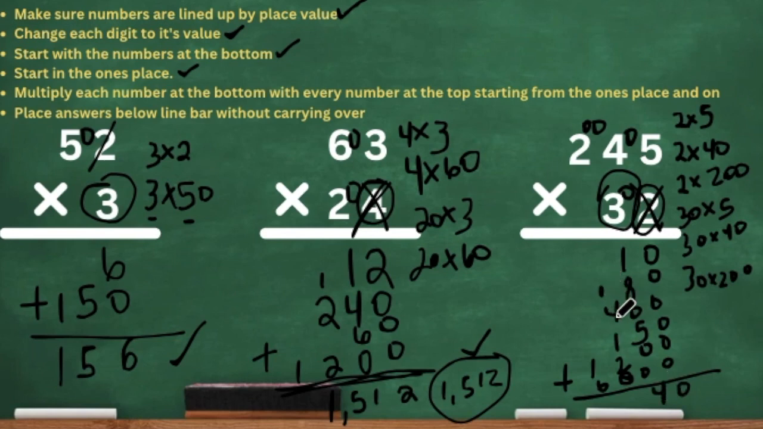And then we have 4 plus 1, which is 5, 5 plus 2, which is 7, and then 7 plus 1, which is 8. Yep, that's 8. So I'm going to go ahead and put my 8. And then next we have the 1 plus the 6, which is 7. So our final answer is 7,840. Yes! Let's do some more.